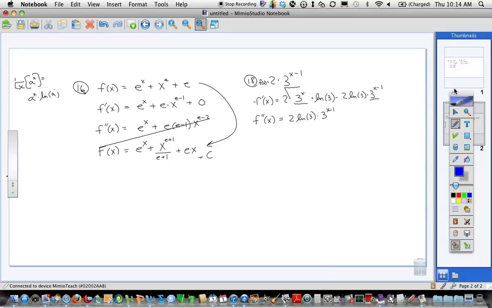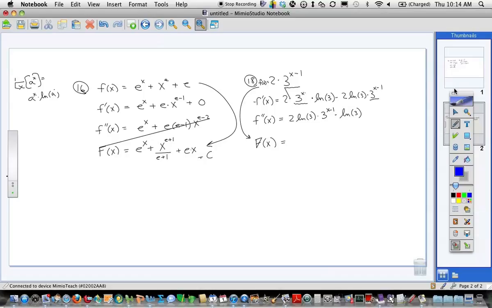3 to the x minus 1 times an ln3 tacked on. Now, you can make that ln3 quantity squared if you want, or just leave it. Doesn't matter. Okay? So again, understand that ln3 is just a number, just like the 2. All right, then we get to number 30? We're supposed to do the antiderivative of the original.